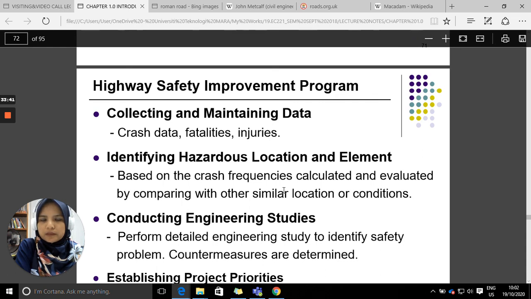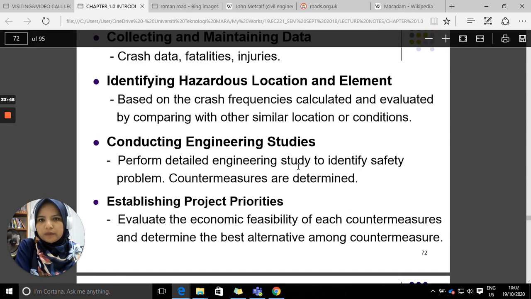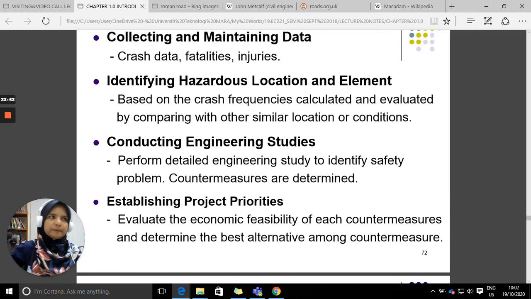How to improve this safety? You can do it by collecting data, identifying hazard locations, and then doing the engineering study. When you see people by the roadside, they are taking the traffic volume, the number of vehicles, right? And once you know what the problem is and you have the data and do the analysis, you can actually propose what possible project can be prioritized to meet the problems.